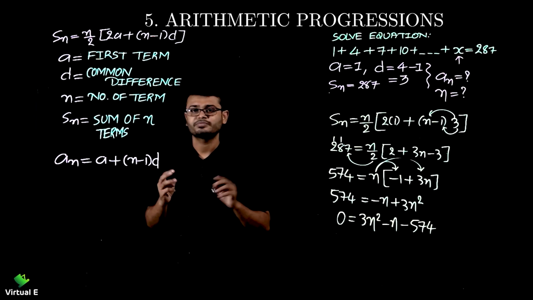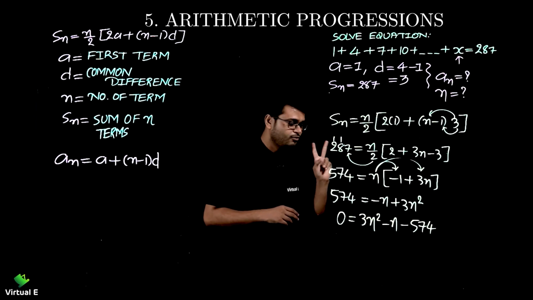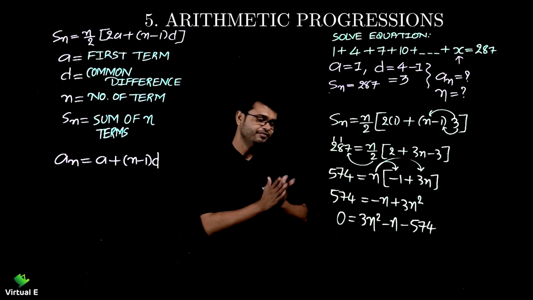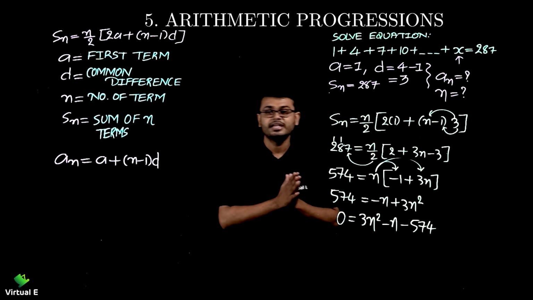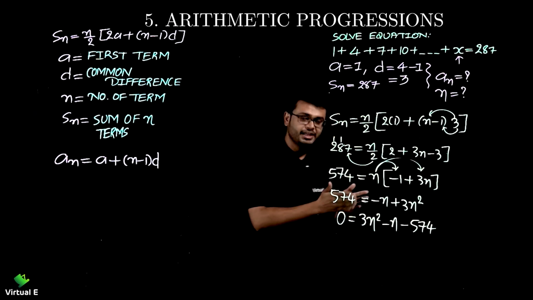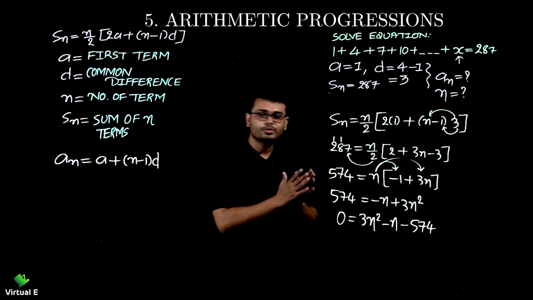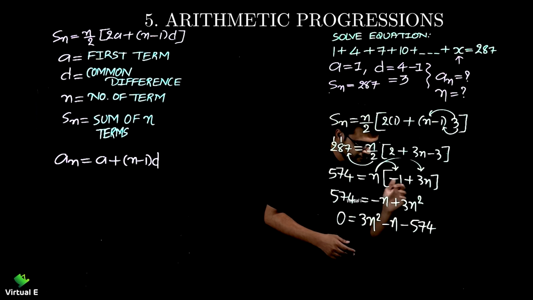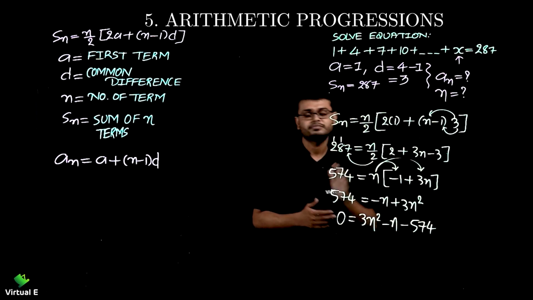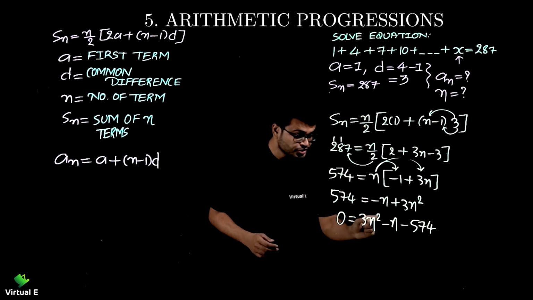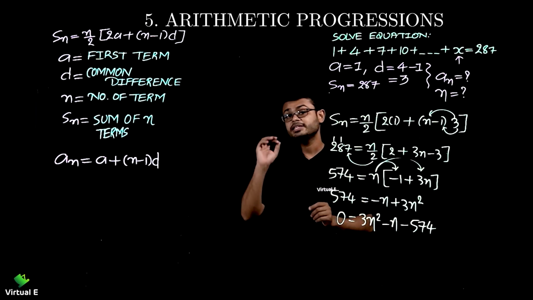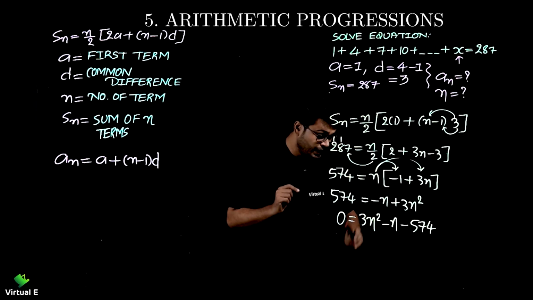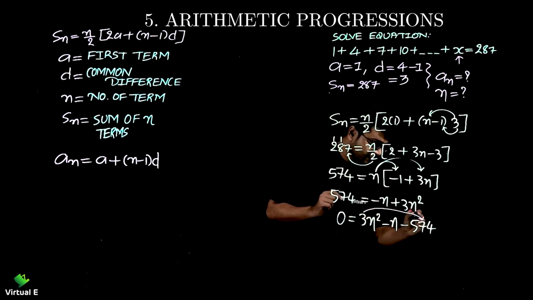There are three ways: factorization, quadratic formula, and completing the square. Let's start with factorization because that's the easier way to do it. But in this case it's not easy. So how to think when we get something like this? First of all, 3n square minus n minus 574. Okay, the coefficient of n square, what's that? It is 3, other than 1. It is other than 1, remember. So we need to multiply 3 with 574.